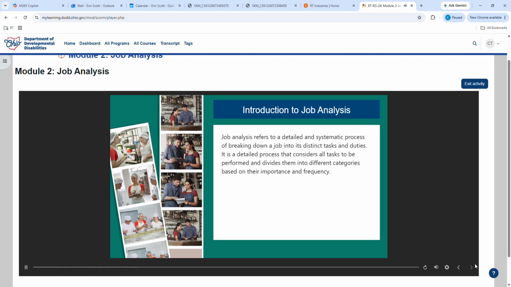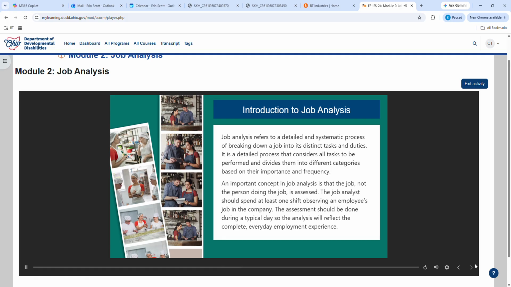distinct tasks and duties. It is a detailed process that considers all tasks to be performed and divides them into different categories based on their importance and frequency. An important concept in job analysis is that the job, not the person doing the job, is assessed.